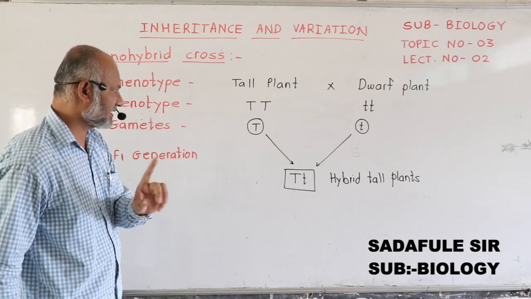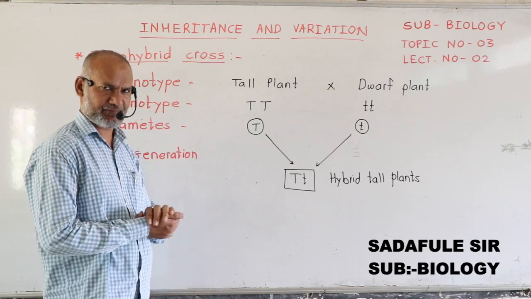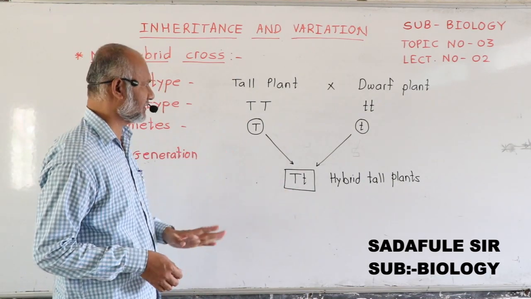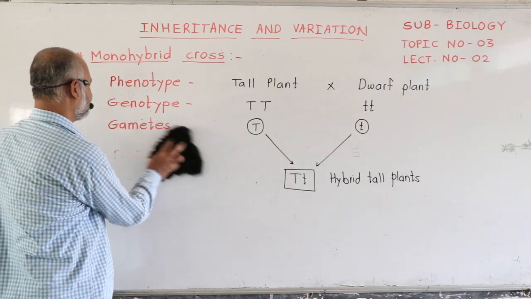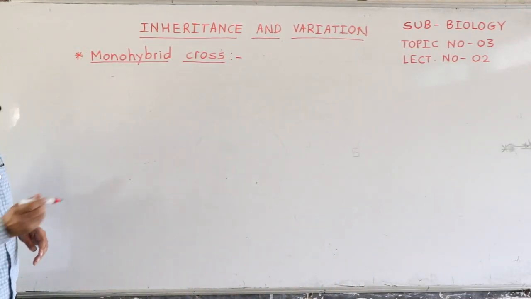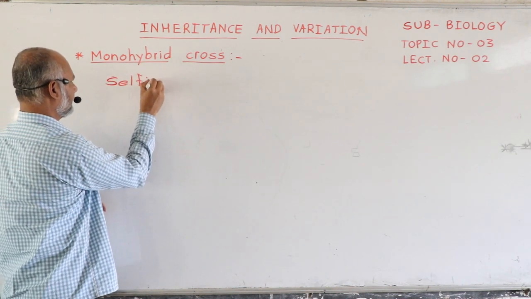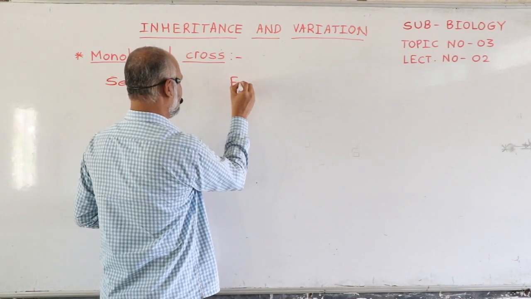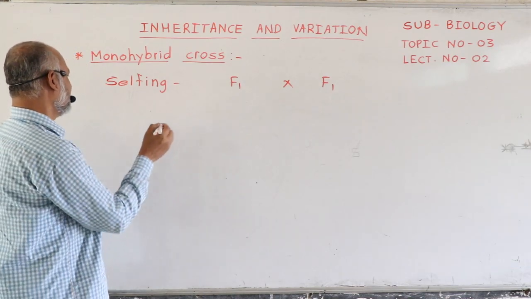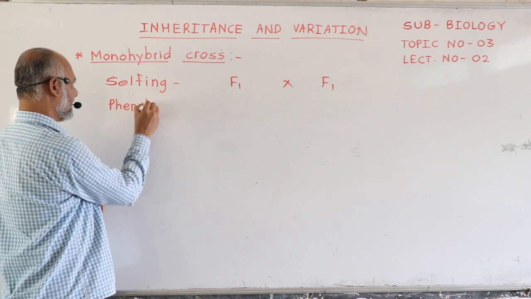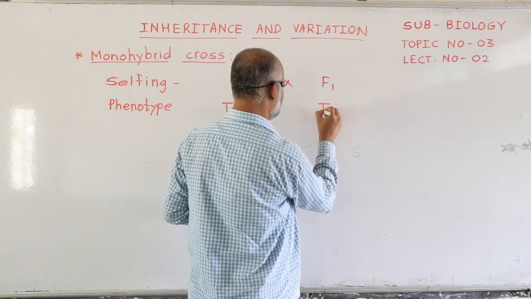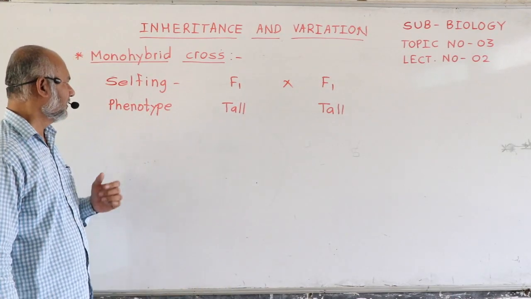Now we have to study this selfing, like this. Selfing, that is F1 crossed with F1, is also termed inbreeding. What is the phenotype of these plants or parents? Phenotype is F1 is tall. Okay. Now the genotype. What is the genotype of F1 individuals? It is the heterozygous condition, capital T, small t. Similarly, capital T, small t.